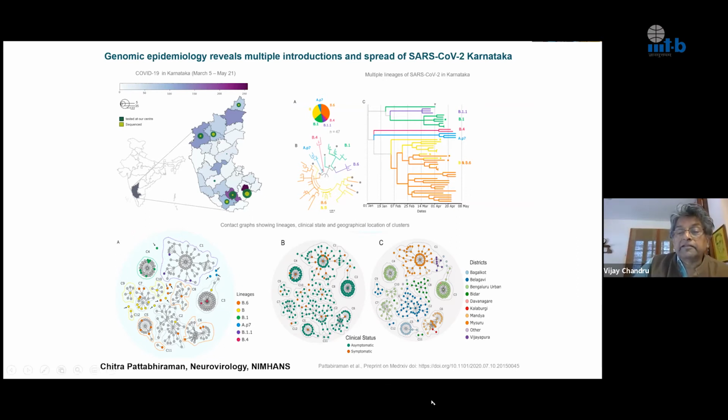Her preprints are there on medRxiv, and some of them may have already appeared. And she's also been writing very nice blogs on the COVID Gyan portal, which is maintained, I think, by ICTS as a public service, right?